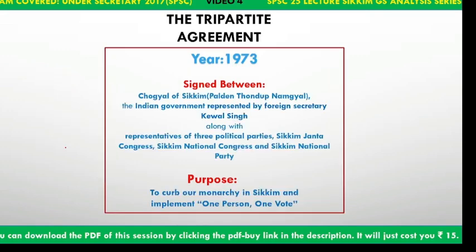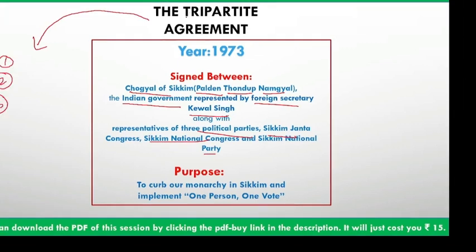And now we come to the very important agreement signed between the Chogyal of Sikkim, Palden Thondup Namgyal, who was the last Chogyal, the Indian government represented by the Foreign Secretary Keval Singh, along with the representatives of the three political parties of Sikkim: Sikkim Janata Congress, Sikkim National Congress and Sikkim National Party. So this tripartite agreement was signed between three parties, as the word tri says.